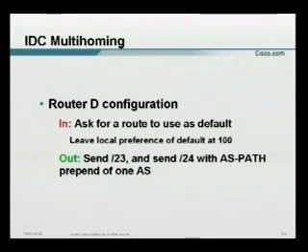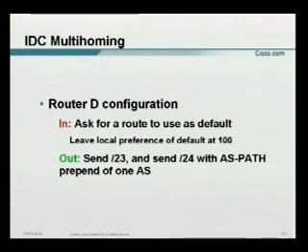And router D, we ask for a route we can use as a default, and we leave the local preference at 100, so it's a higher local preference than we get from AS130. Outbound, we send the /23, and we send the /24 with a single prepend. So again, the traffic for the /23 is attracted in through that AS, and the backup for the /24 comes in this way.